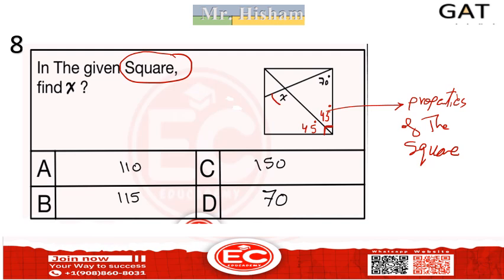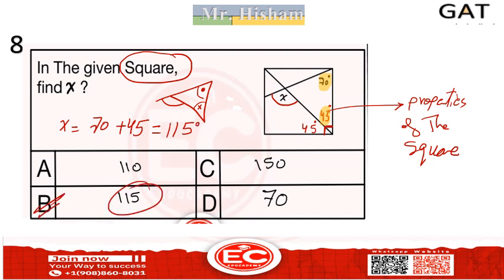So if I wanted to find the angle x, it's the sum of these two interior angles. Why is that? Because if you have a triangle and you have this angle, it's equal to the sum of the two interior angles non-adjacent to it. So the value of x is equal 70 plus 45, which is equal 115 degrees. So the right answer is B.